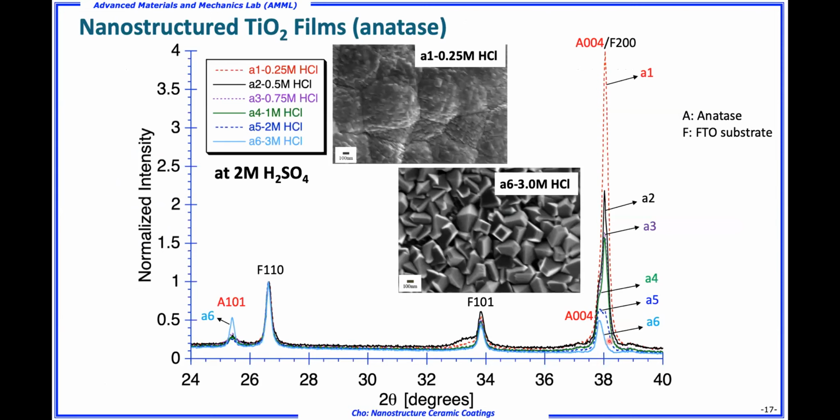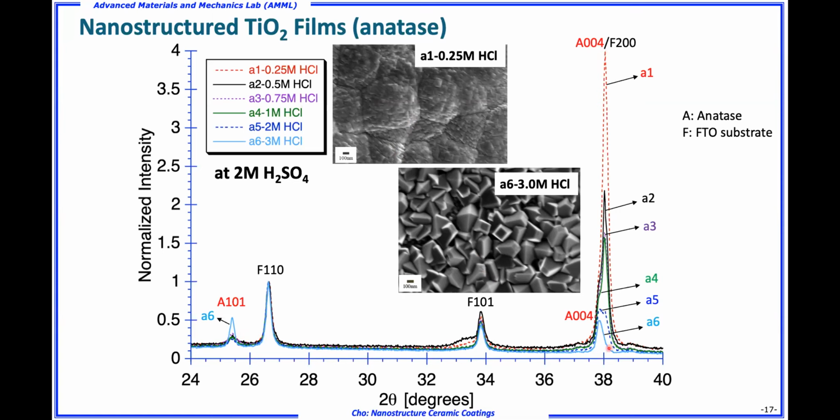In order to identify the crystal orientation of those nanoparticles, we did X-ray diffraction. Here we have increasing concentration of HCl, so decreasing pH, A1 through A6. If you look at A6, which is this one, a very good equilibrium shape anatase crystal formed. You can see that the 101 and 004 peaks are contributing, which makes sense. But if you look at the very high supersaturation case with a low HCl concentration, the 004 peak is dramatically increased.